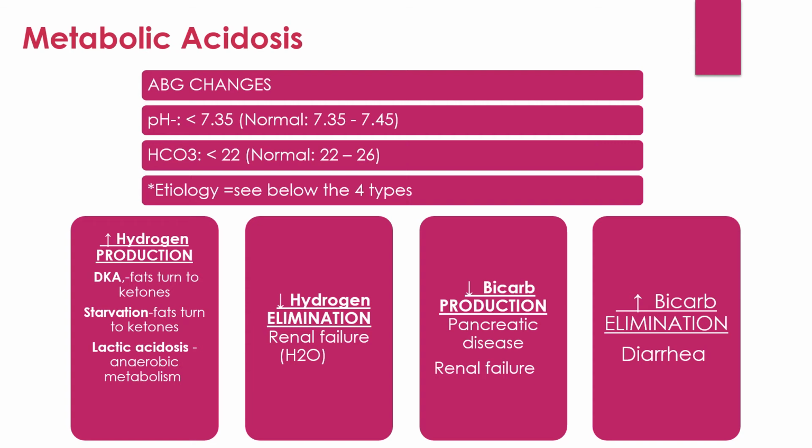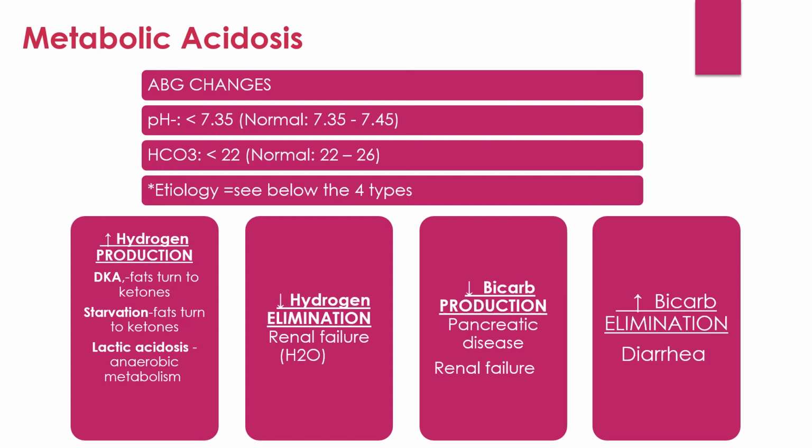Metabolic acidosis, you're going to have ABG changes such as pH less than 7.35. Your bicarb is going to be less than 22. And this can be caused by 4 different manners. We have increased hydrogen production, so that would be your DKA, where your fat is turning into ketones. Starvation, fats are also turning into ketones.